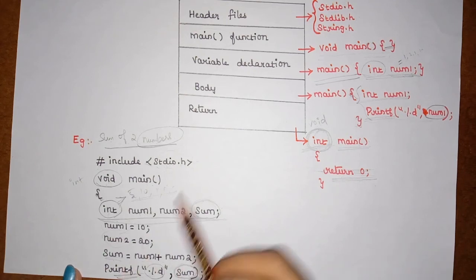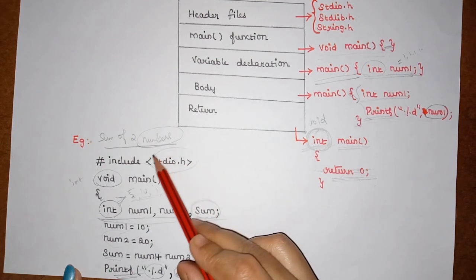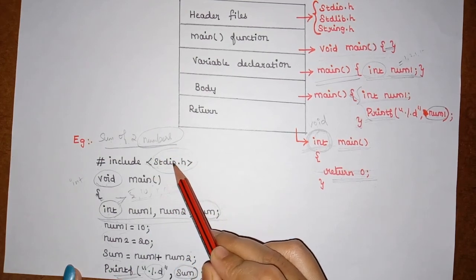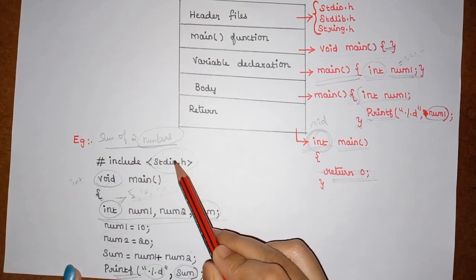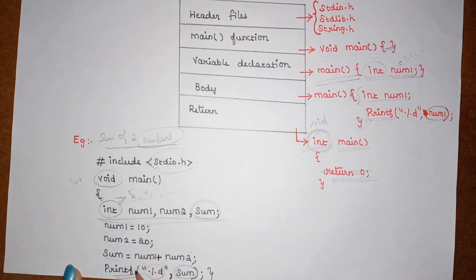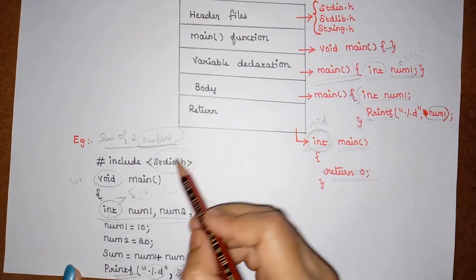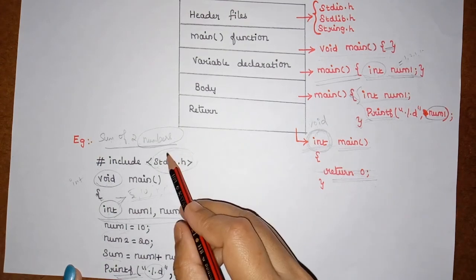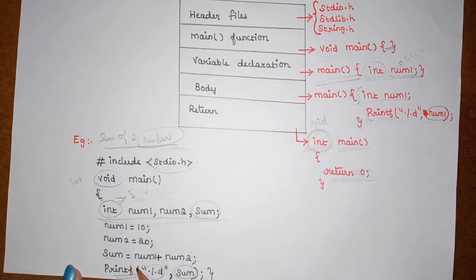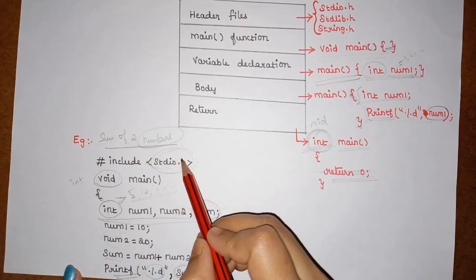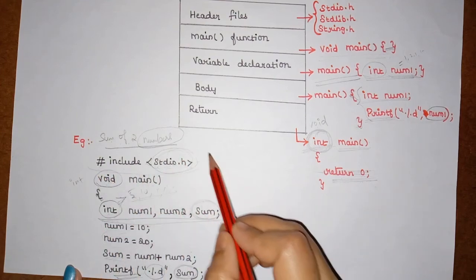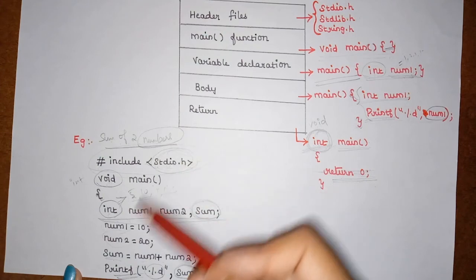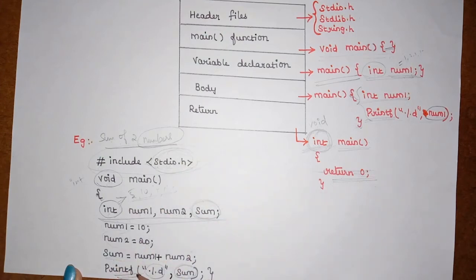Okay, so as I mentioned, here we are using the header file standard input output. For displaying the output, we need this printf statement, and this printf statement is already defined inside this header file. So whenever we are using this printf statement, we should include this header file in our program so that we can use this statement in our program, right?